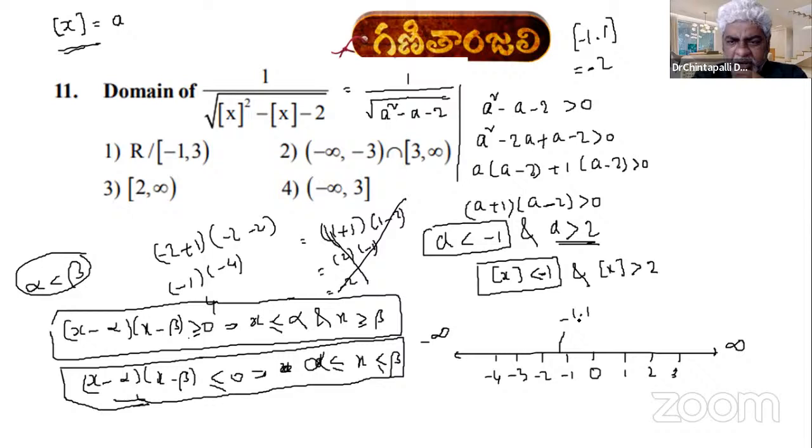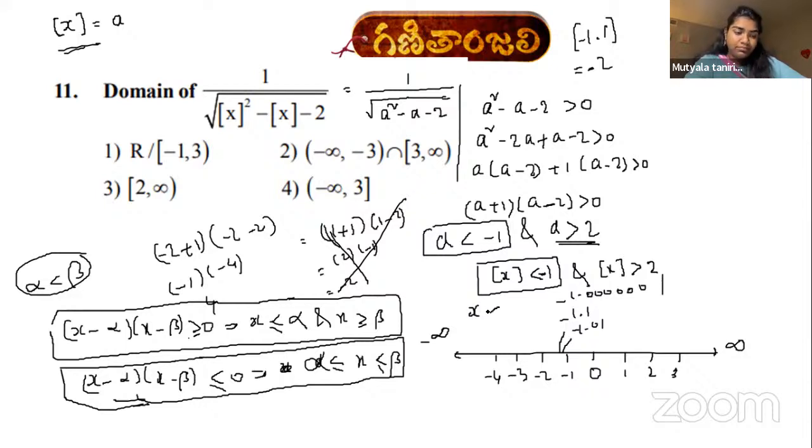Not only -1.1, we can take -1.1 also. Also -1.0000001 can be taken. So anything less than -1 is included. This equation satisfies for any value less than -1. So it is from -infinity to -1. All the values, right? Very good. Keep that point. -infinity to -1 is satisfied.